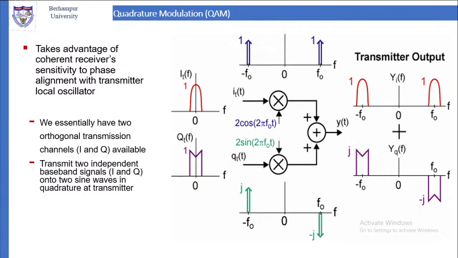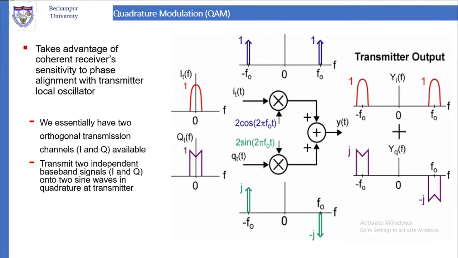So let us consider what happens here. We essentially have two orthogonal transmission channels, in phase quadrature. Quadrature indicates phase quadrature. Phase quadrature means one will be at 0 degree, and the other will be at 90 degree. So the phase difference between the two signals will be 90 degree. Then we call it a phase quadrature. The one at 0 degree we call the in phase, or I. The one at 90 degree we call the quadrature phase, or Q. So I and Q, two signals will be there. We essentially have two orthogonal transmission channels, one for in phase I, the other for quadrature phase Q. These will be the available transmission channels.